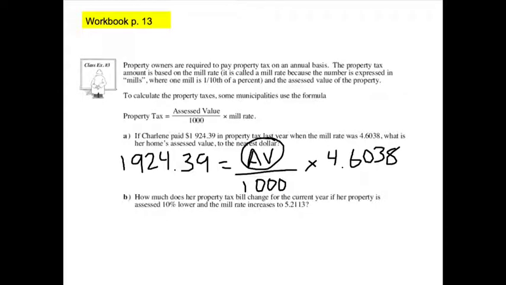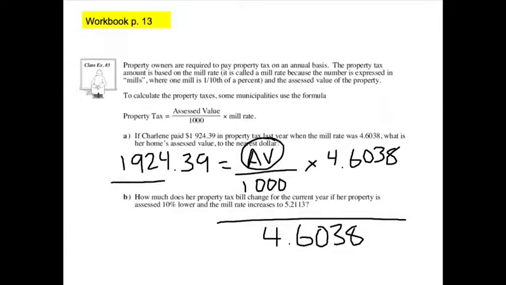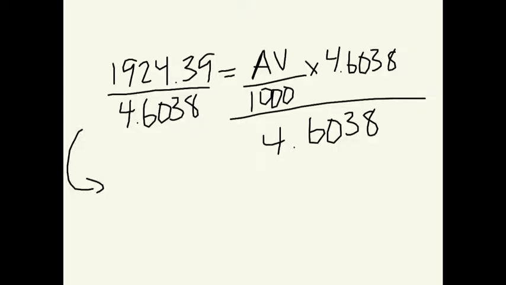I would get rid of the mill rate first. Since that's being multiplied, divide it to get rid of it. So you're going to divide all of this on this side by 4.6038, and you're going to divide this by 4.6038. And now that you have all that set up, you'll have something like this. We have about 418.00. Leave those decimals for now. Gives you a more accurate answer.